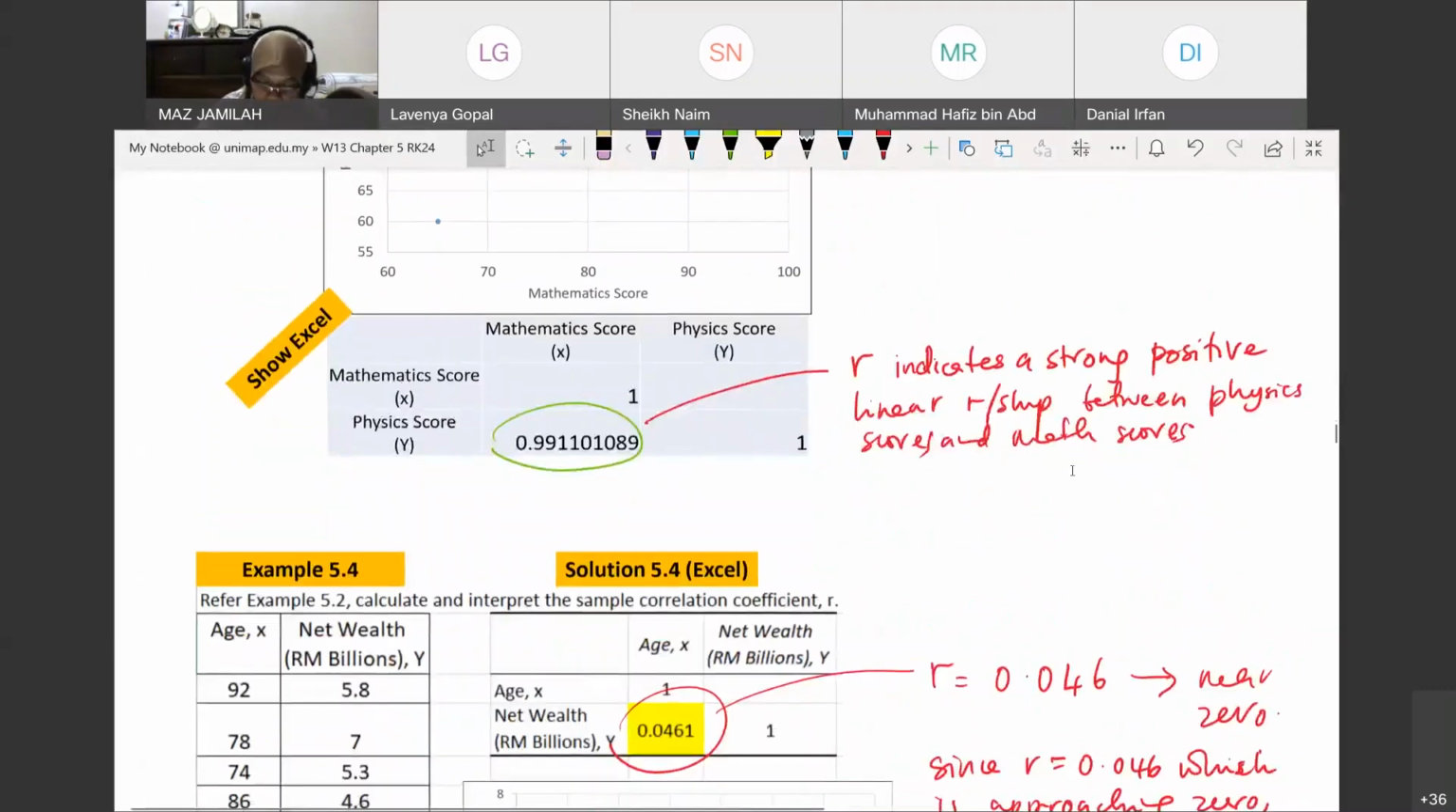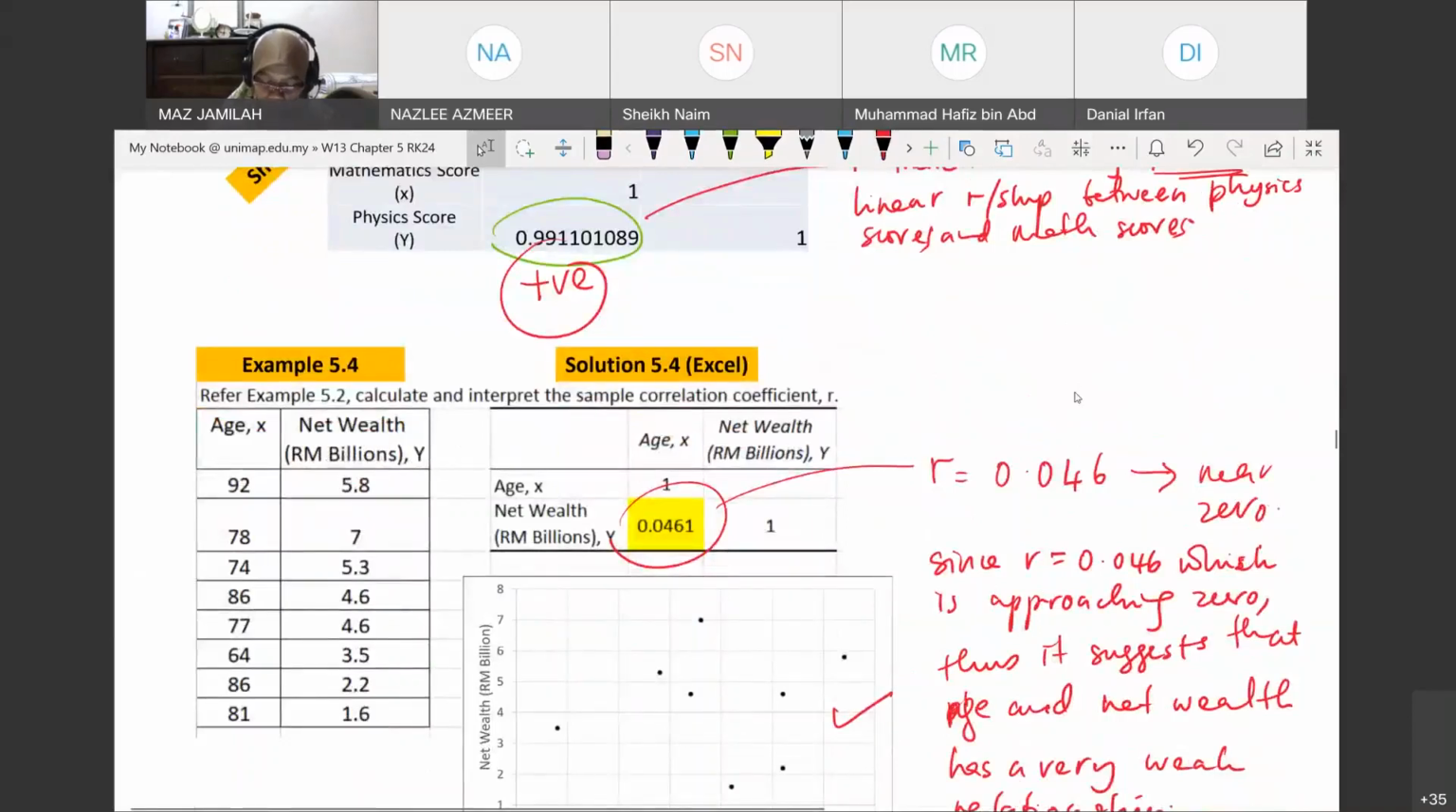So if you see here, your R is positive. So again, do not forget that you have a positive relationship. Here also positive but very weak. So since it is very weak, we don't say anything about the positivity or the relationship between the age and platform.